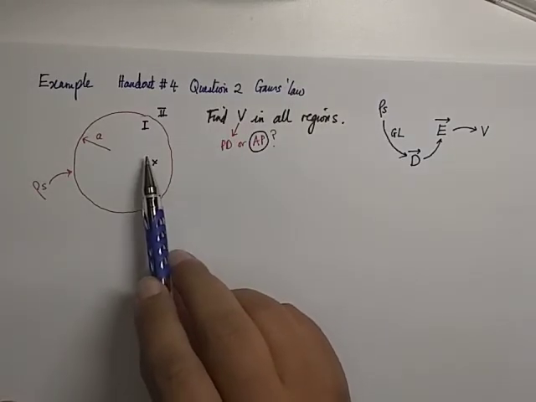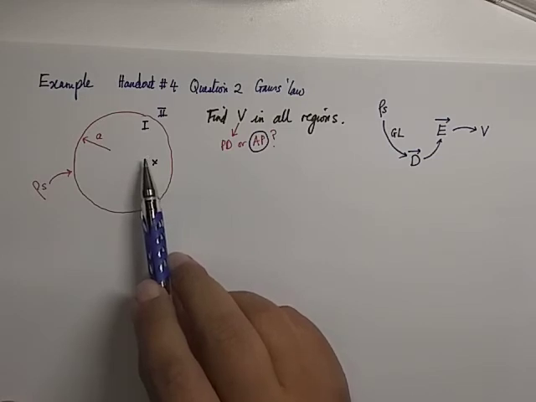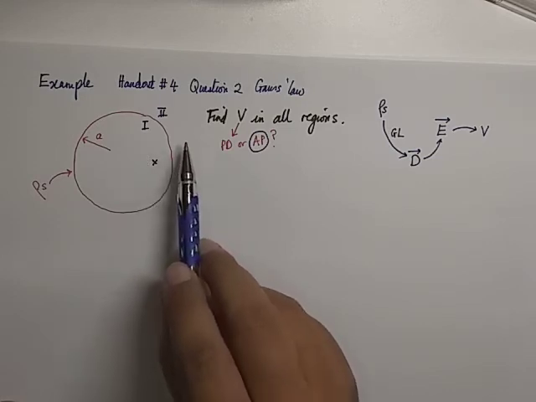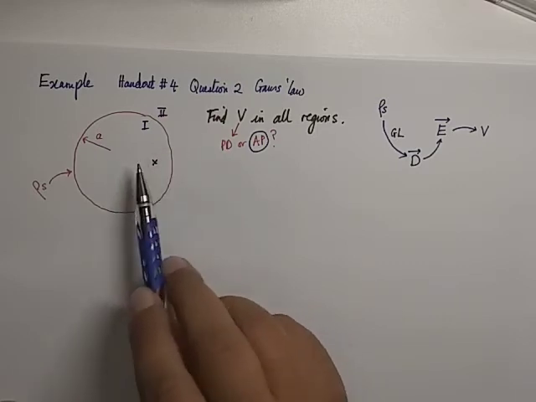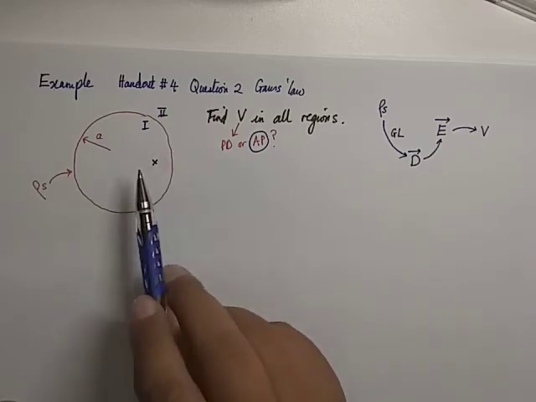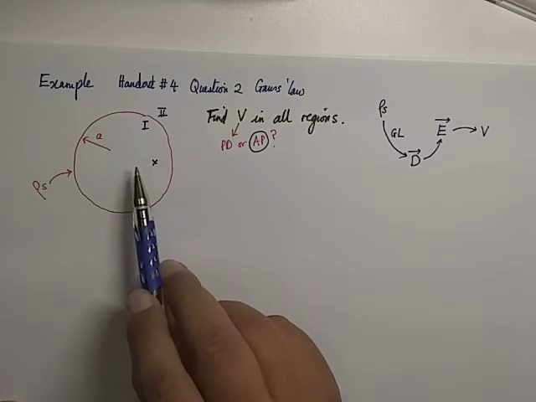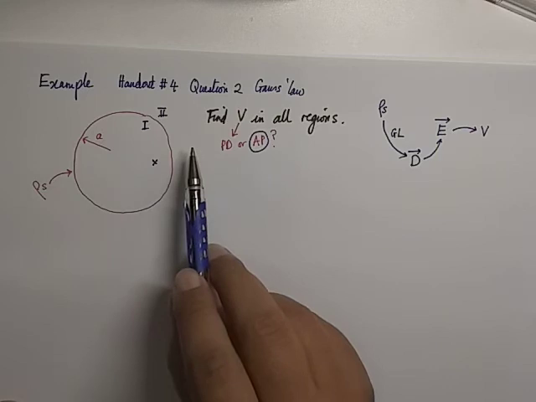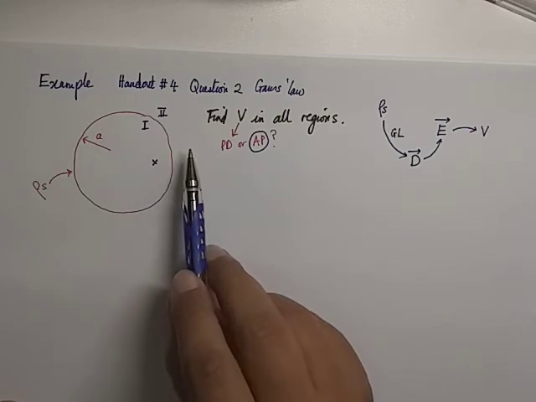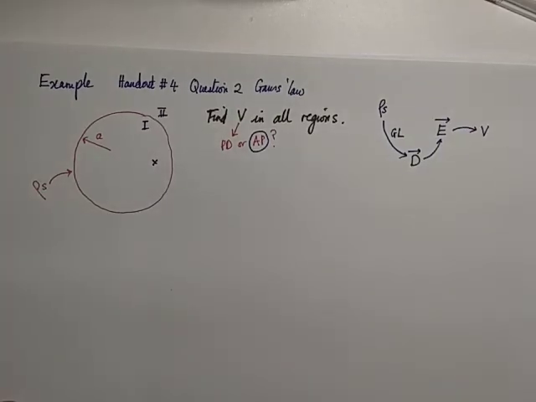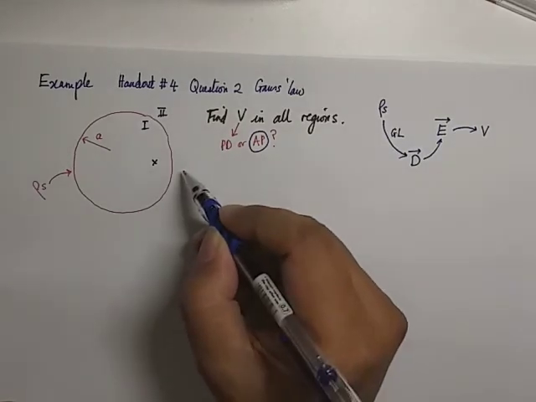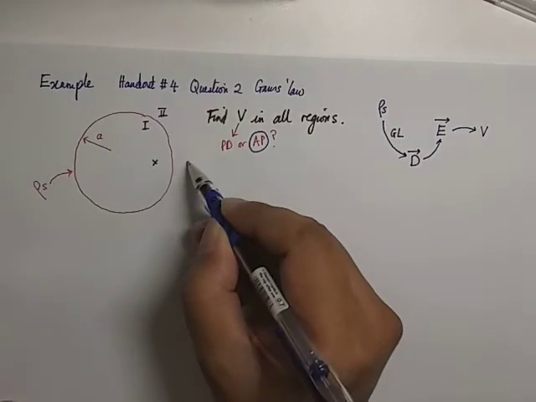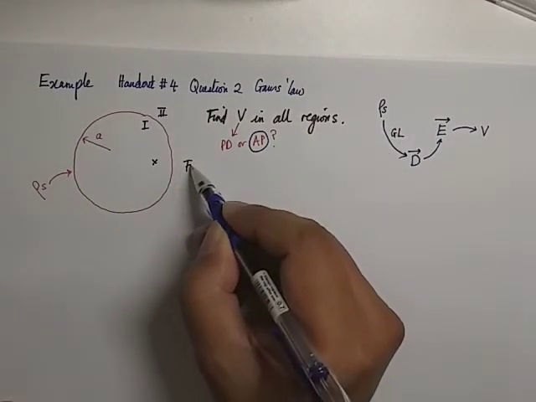Region number 1, I'm going to denote as V1. Region number 2, I'm going to denote as V2. V1 and V2 are not the same. V1 is only true for the region R less than A. V2 is going to be true for the region R greater than A. Okay, so let's recap from Gauss' law.